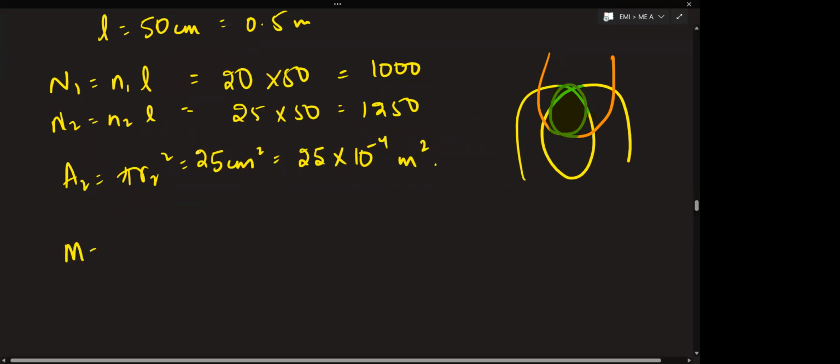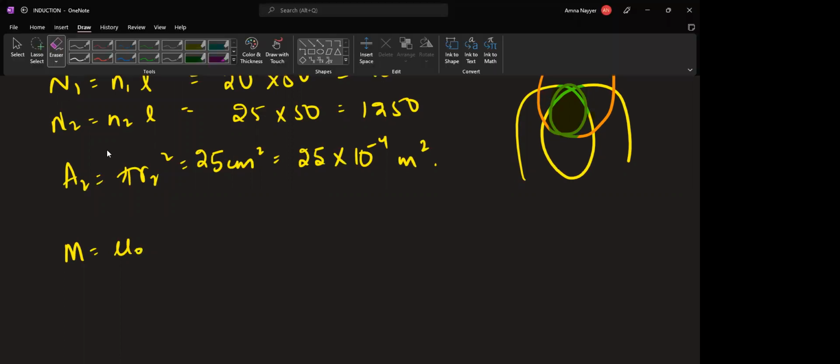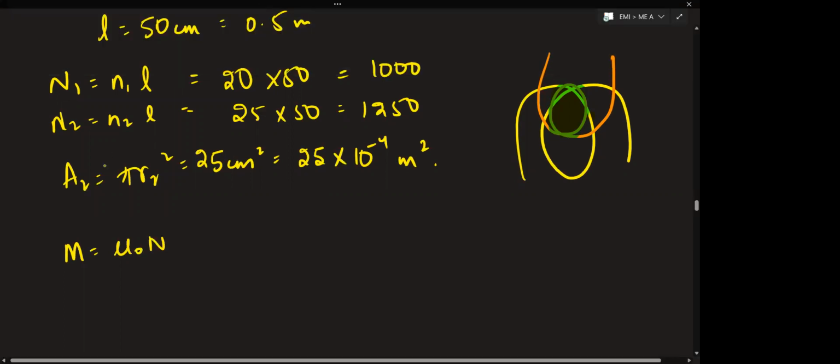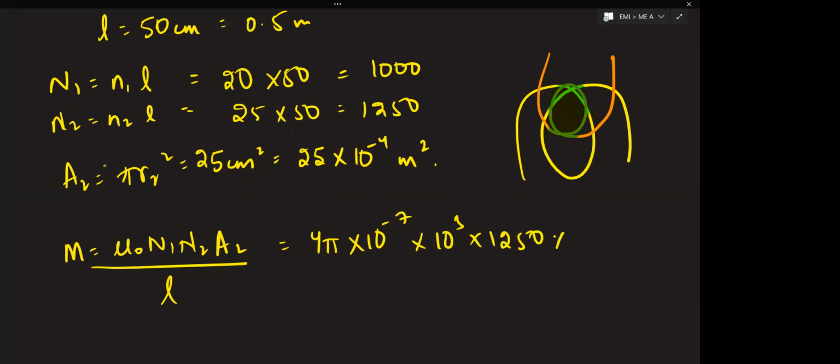Now M is what? M is mu naught N1 N2 A divided by L. This becomes 4 pi into 10 to the power minus 7. N1 is 10 to the power 3, N2 is 1250, A2 is 25 into 10 to the power minus 4, divided by length, which was 0.5.